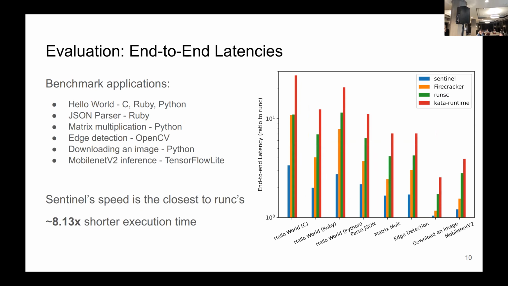The second one is end-to-end latencies for some benchmark applications. As you can see on the graph, it's a log scale graph as a ratio to runC's performance. Sentinel's speed is the closest to runC's in every benchmark application, and it achieves up to 8.13 times shorter execution time.